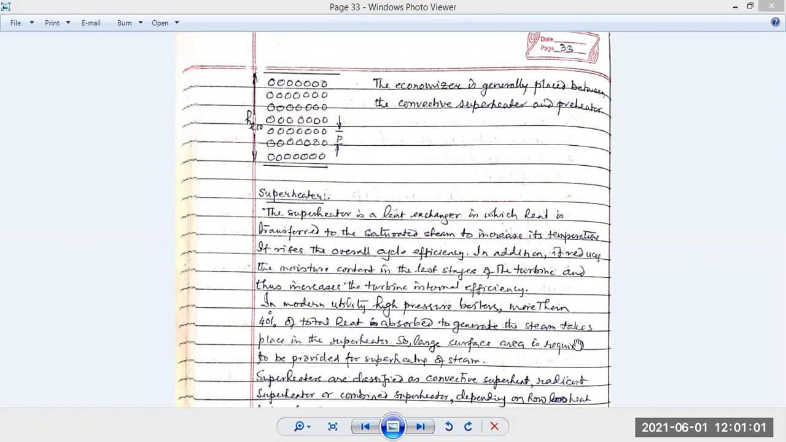The main motto of raising the temperature is to give more energy to the moisture itself, and thus reduce any chances of the existence of boiling water inside the steam vapor path. And the moisture content in the last stage of the turbine is reduced, and this increases the turbine internal efficiency itself.